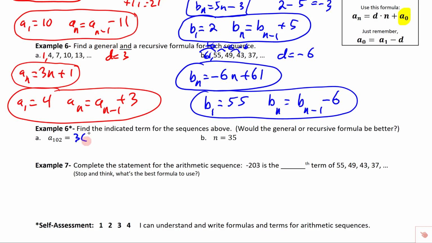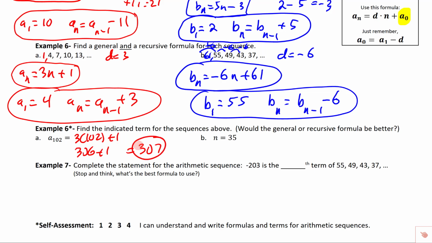So this is going to be 3 times 102. Whoops, I'm going to change colors here. So we're going to do 3 times 102, and then we're going to add 1. 3 times 102, that would be 306 plus 1. So we end up with 307 as our answer here.